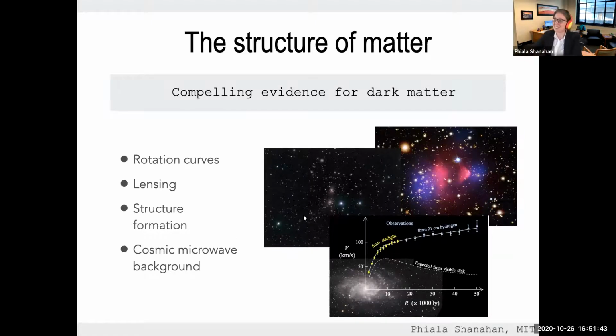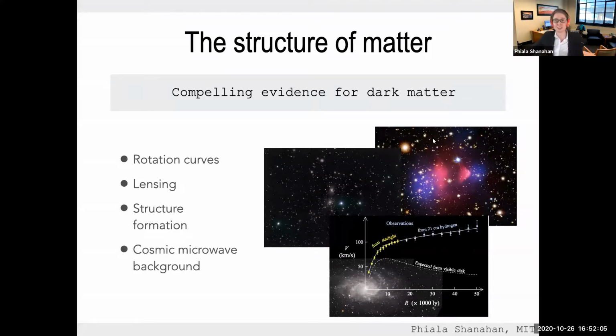Just some examples. This is a picture of the Coma cluster, a large cluster of galaxies near Earth, where Fritz Zwicky in the 1930s saw that the gravitational mass needed to hold that galaxy cluster together was more than what you can infer from the luminous matter from the stars. It shouldn't stay together. We have evidence from rotation curves.